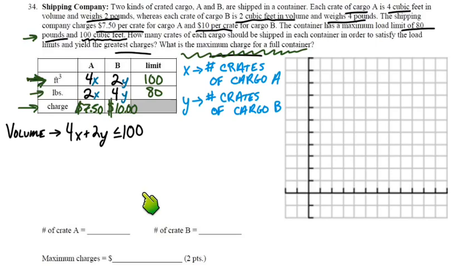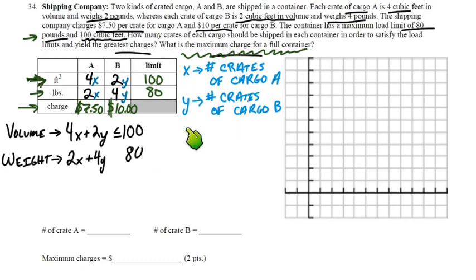All right, so that's our constraint for volume. And then for weight, we've got 2x plus 4y, and then 80 on the other side. Again, 80 pounds is the maximum here. We can't go over that.